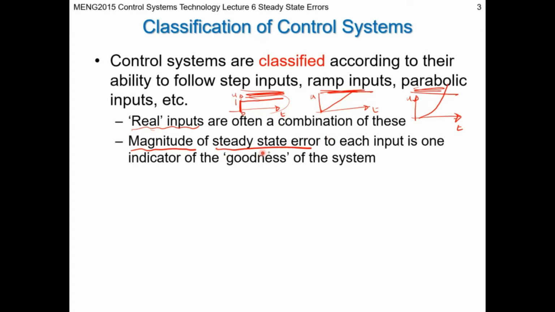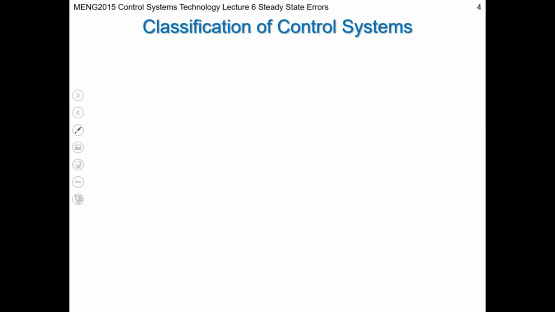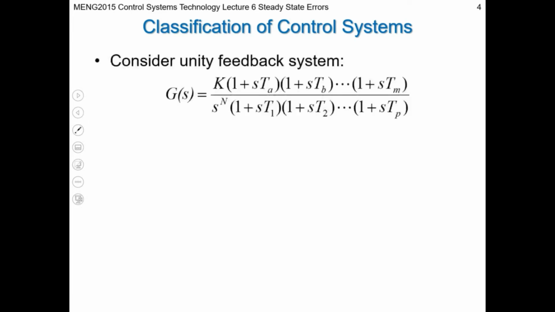So you can basically change the type of input and say, well, what's the steady state error to a ramp? What's the steady state error to a parabolic input? And the amount of steady state error you get indicates how good the system is, or how appropriately and effectively it performs.